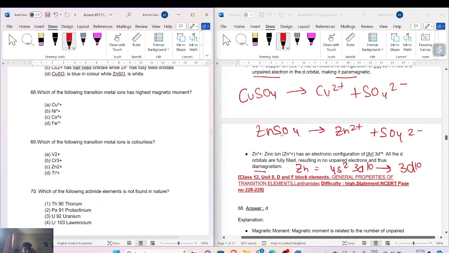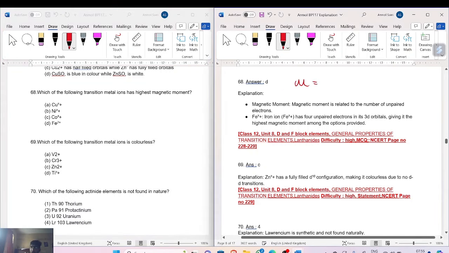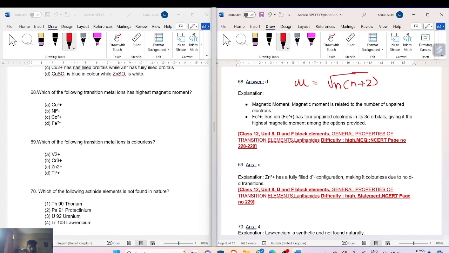Now let's come to question number 68. Which of the following transition metals has the highest magnetic moment? We know that we can calculate magnetic moment by the formula mu equals under root n into n plus 2, where n is the number of unpaired electrons. So we have to calculate the number of unpaired electrons for each of the following. The one which has more unpaired electrons will have the higher magnetic moment.